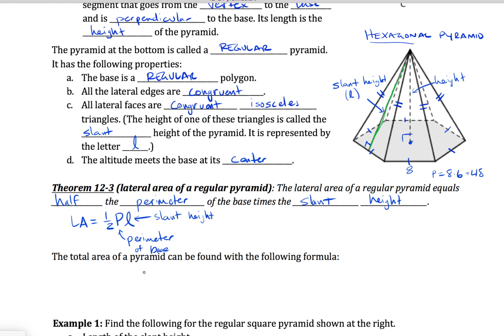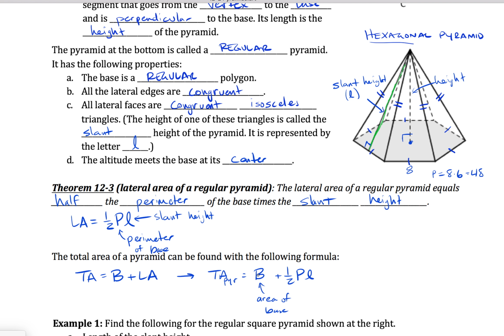What if we want to do the total area of the pyramid? Well, we know that the total area would be the area of the base, which we've been using capital B to represent, plus the lateral area, right? If you're going to calculate the total area of this pyramid, you need to do the lateral area and also the base area right there. So we can write that as total area of a pyramid will equal capital B, standing for area of the base, plus 1/2 PL. And P and the L stand for what they stood for right up here, right?